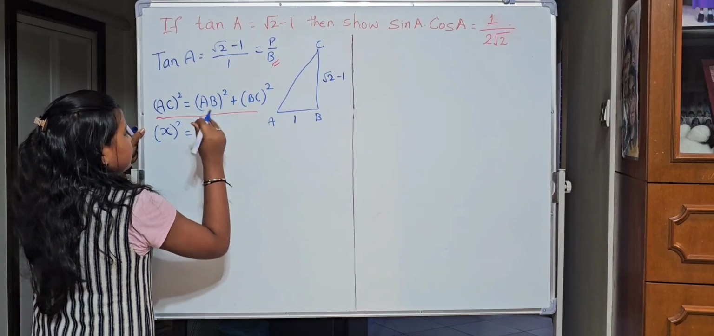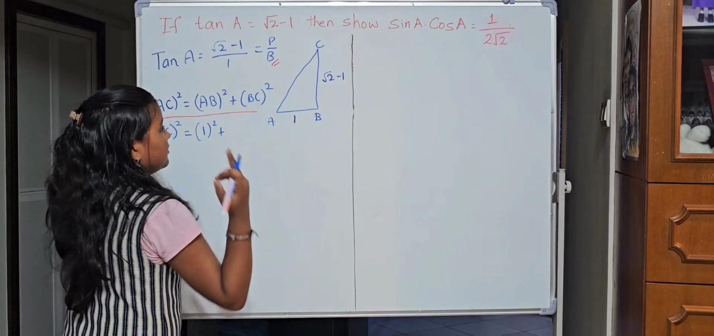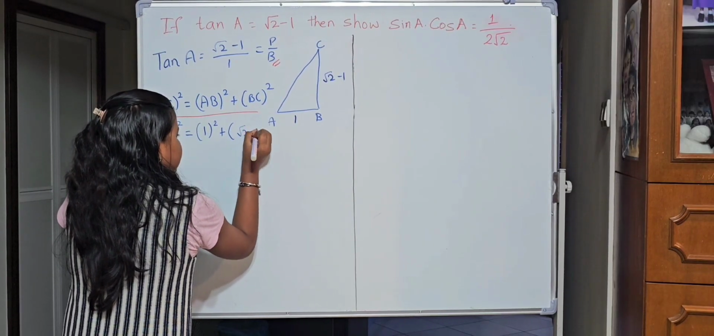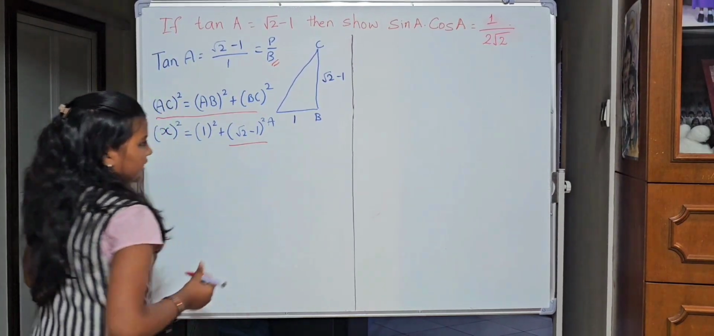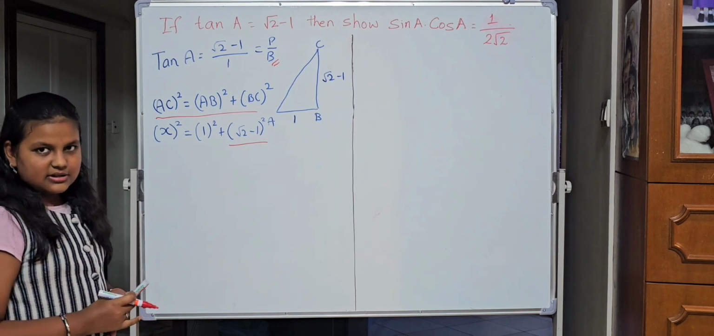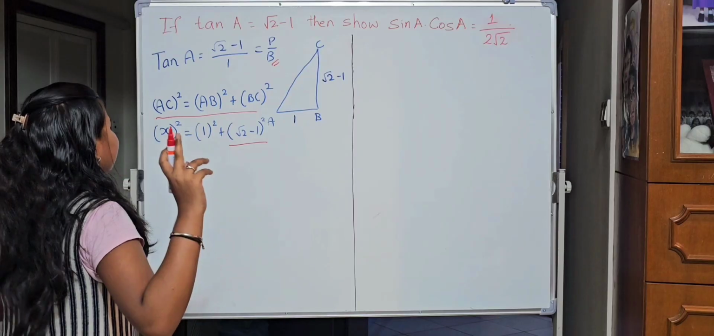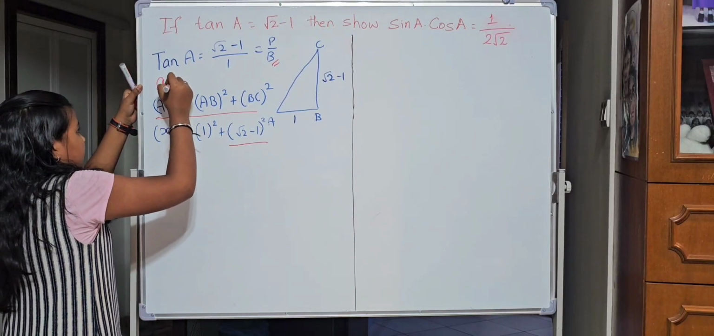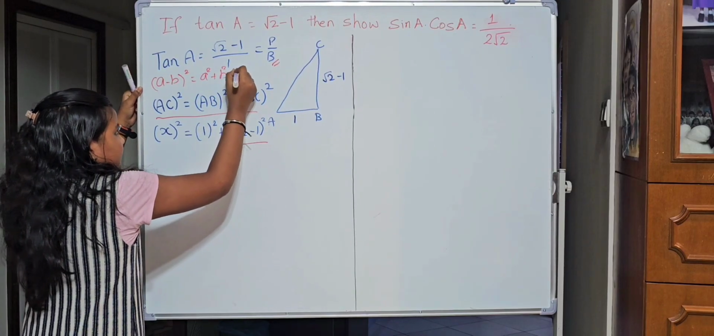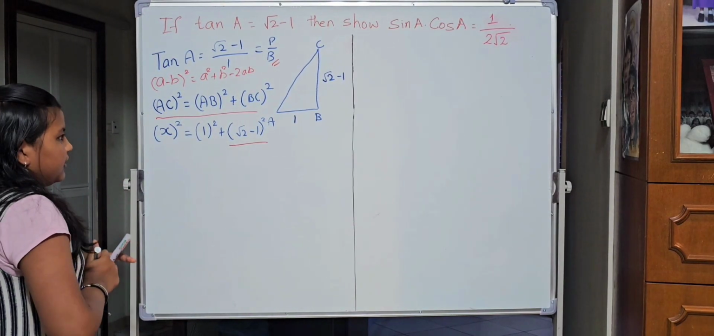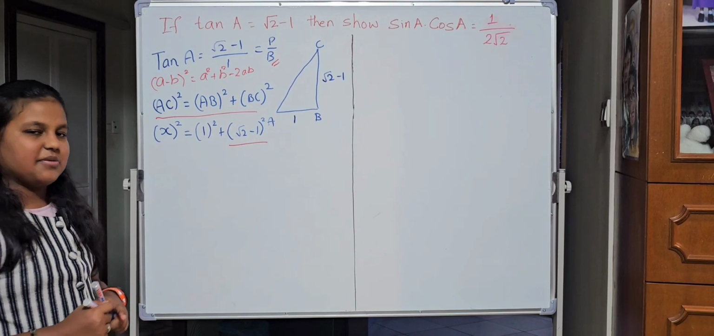X square equals AB squared, what is AB? 1. 1 squared plus BC. What is BC? Root 2 minus 1 whole square. Now, can anyone tell me how we are going to solve this? Yes, this will be solved using the algebraic identities. Algebraic identities everyone must have learnt until now. A minus B whole square equals A square plus B square minus 2AB. Very important for this question. Remember all the formulas and learn to apply them. That's it. You will be set for the exam.